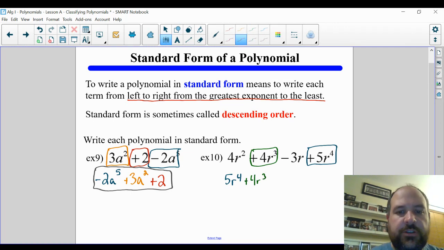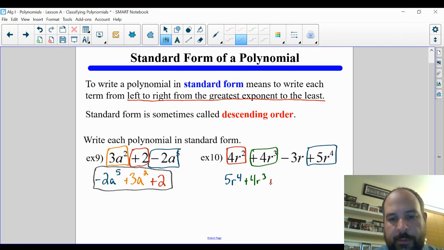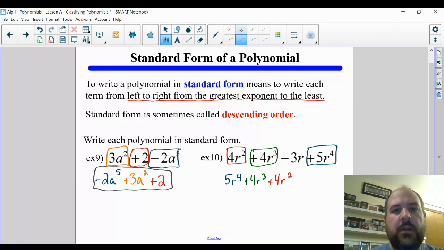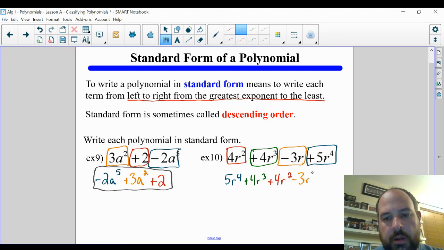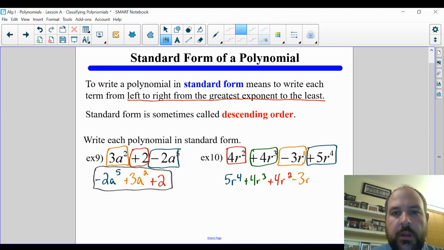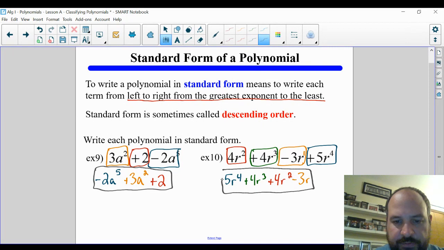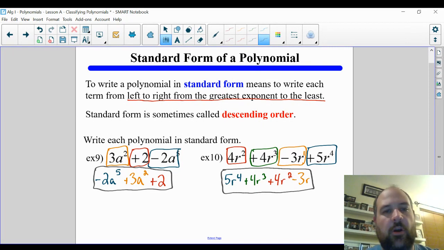Then our next largest exponent is the 4r squared. There's no sign in front of that. Remember, we interpret that as a positive. So plus 4r squared. And finally, our last term here, based on the exponent, is the minus 3r, because that's an exponent of 1. So we have 5r to the fourth plus 4r cubed plus 4r squared minus 3r.